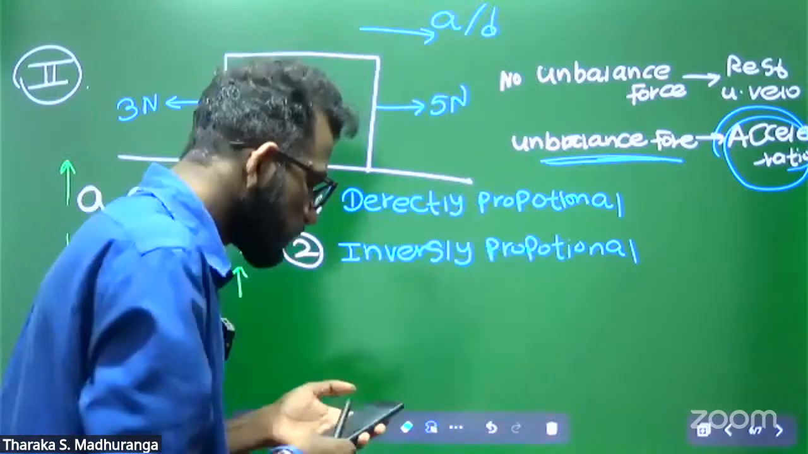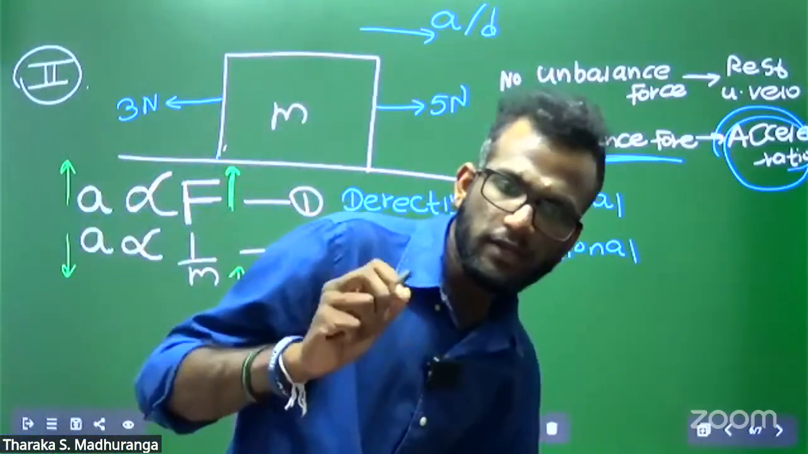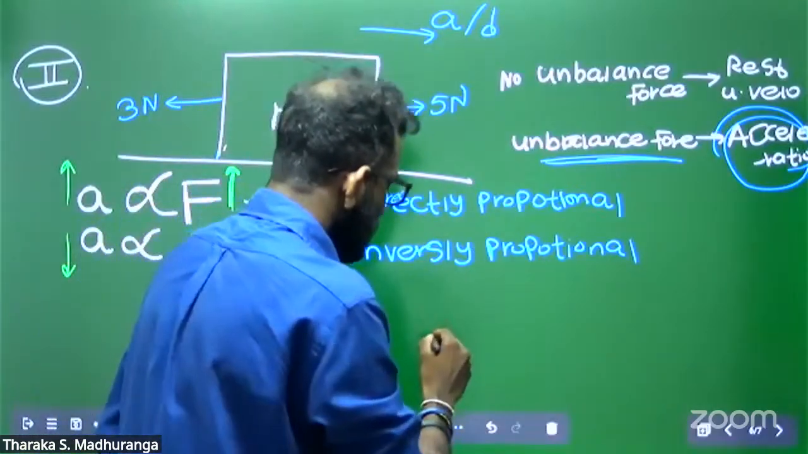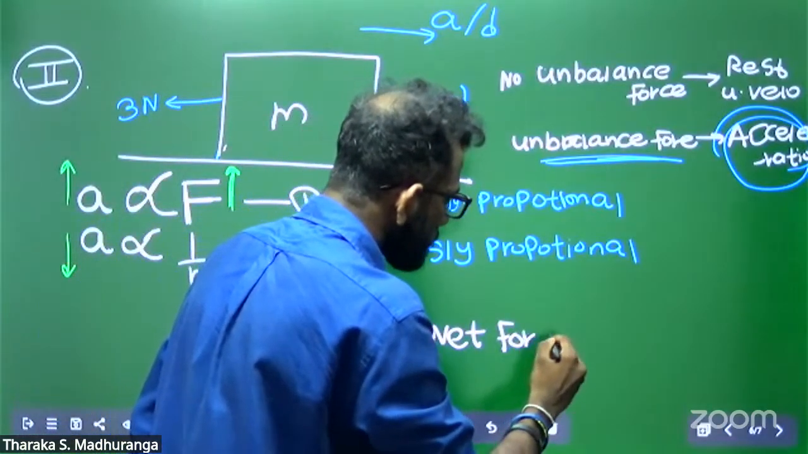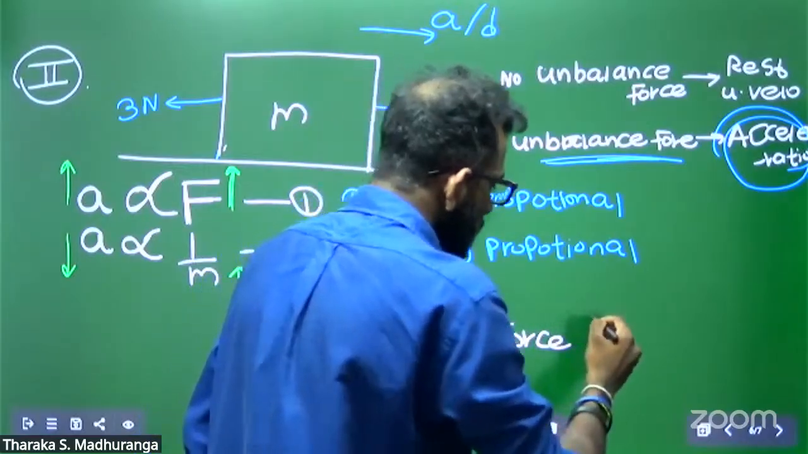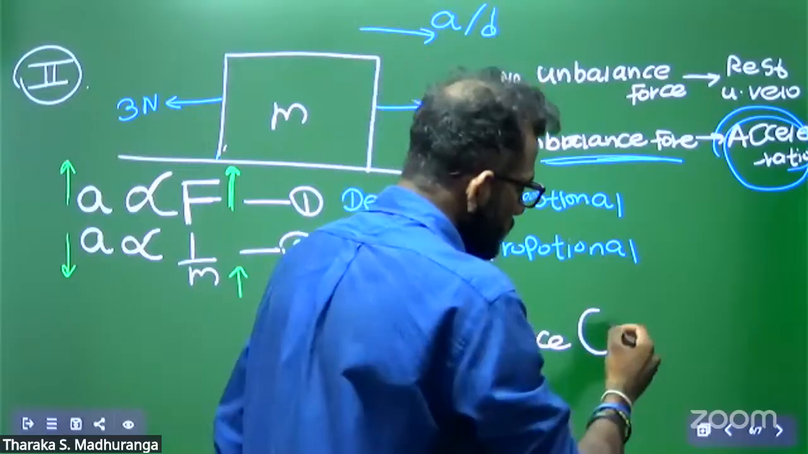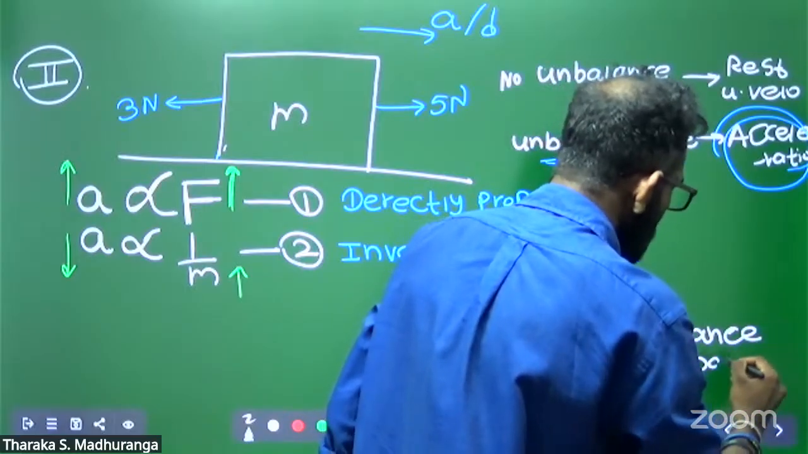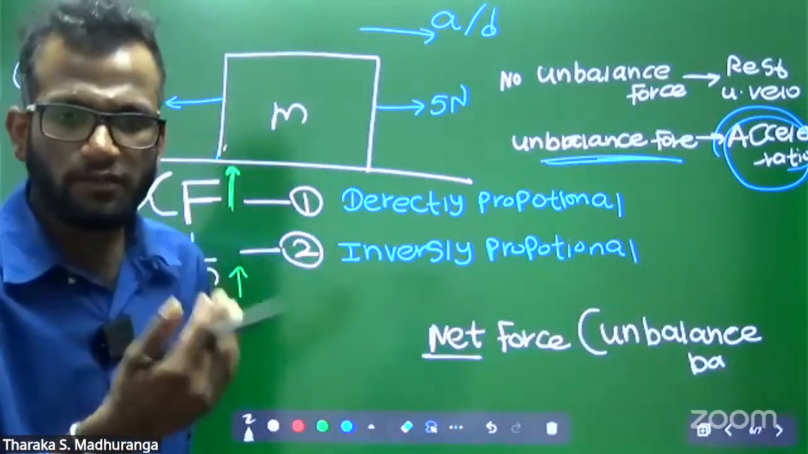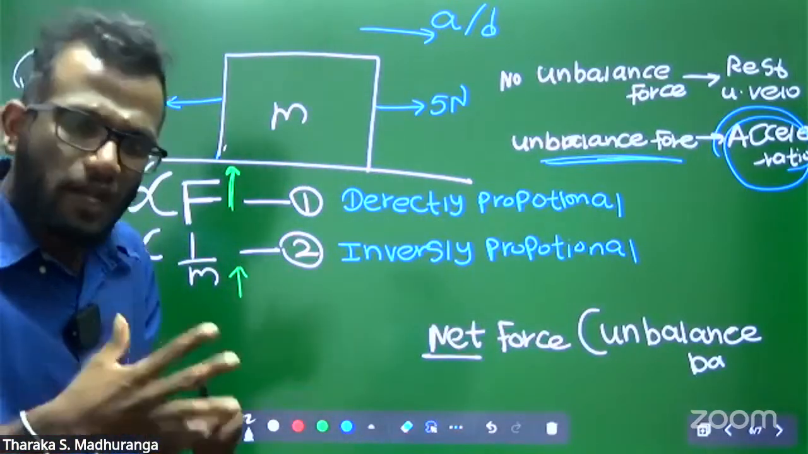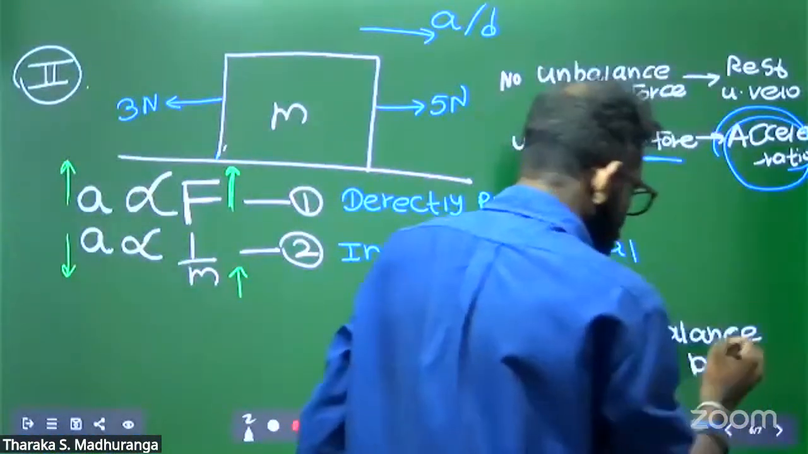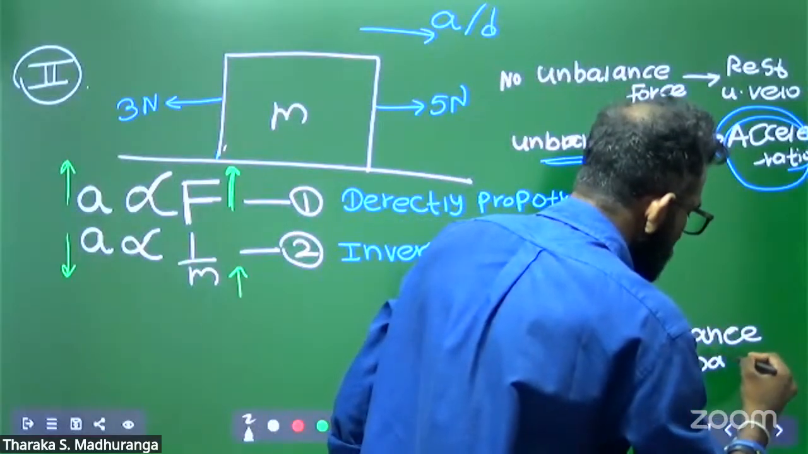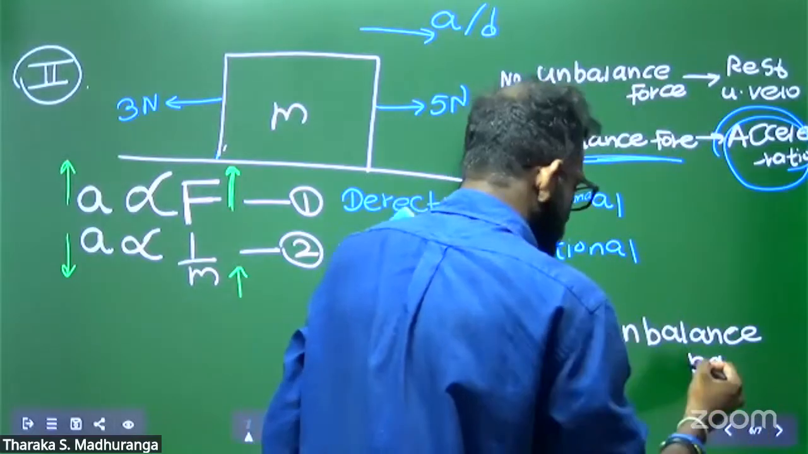That's correct. The net force means this. Can you write down, within brackets near net force, that it is the unbalanced force? Actually it is the unbalanced force, but after we discuss the resultant force, we can call it the resultant force or net force. That's okay. According to our knowledge, write within brackets: unbalanced force.